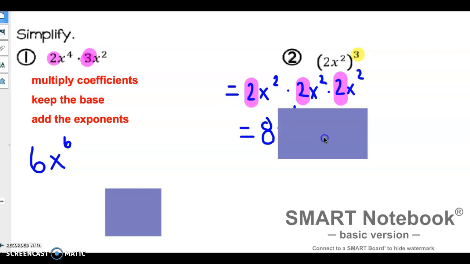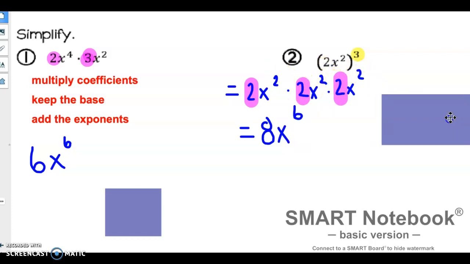Then the x is your base, so we're going to keep the base. And now, since we're multiplying exponential expressions with the same base, we can simply add the exponents. So we have 1, 2, 3, 4, 5, 6. So the simplified expression would be 8x raised to the 6th power.